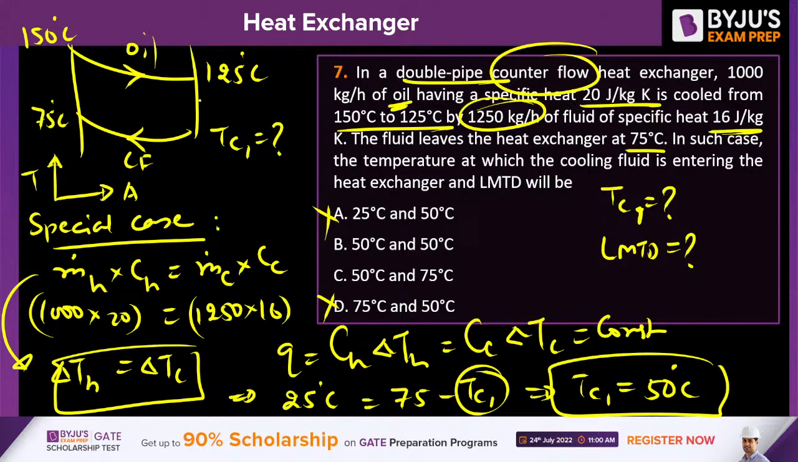Because it is a special case, we can find out LMTD. That is delta TM, 150 minus 75. So LMTD will be 75. This is 50 degrees Celsius and LMTD will be 75. 50 and 75 are the correct answer. C is the right answer. 50 and 75. Yes, Sachin. Yes, Bhavya. Well done. What about others?